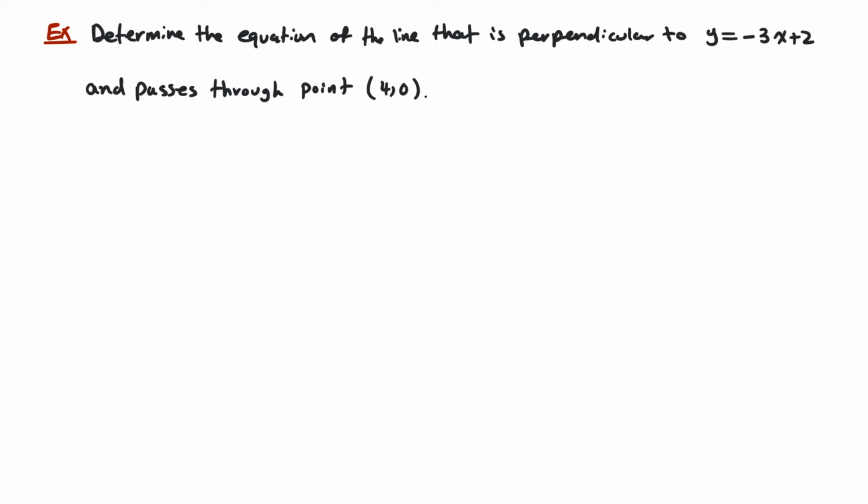Okay, in this example, we're told to determine the equation of the line that is perpendicular to y is equal to negative 3x plus 2 and passes through point (4, 0). So our steps are actually very similar to the past. Our first step is to find the slope.